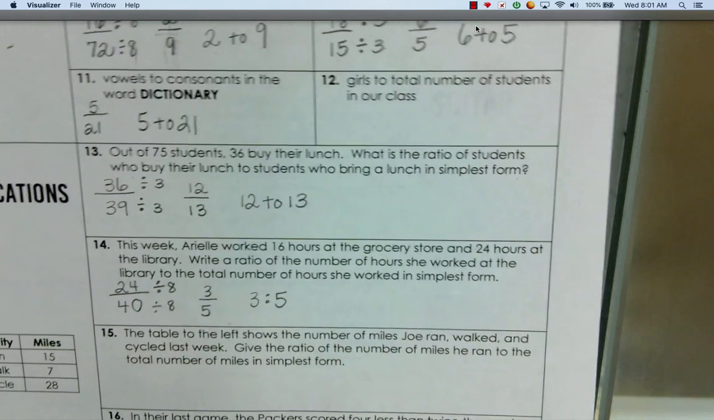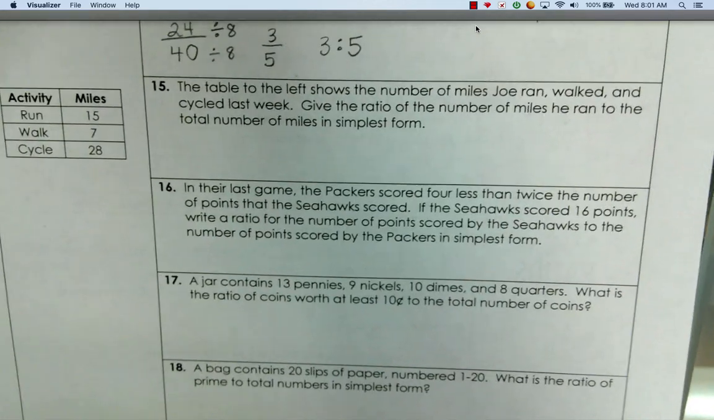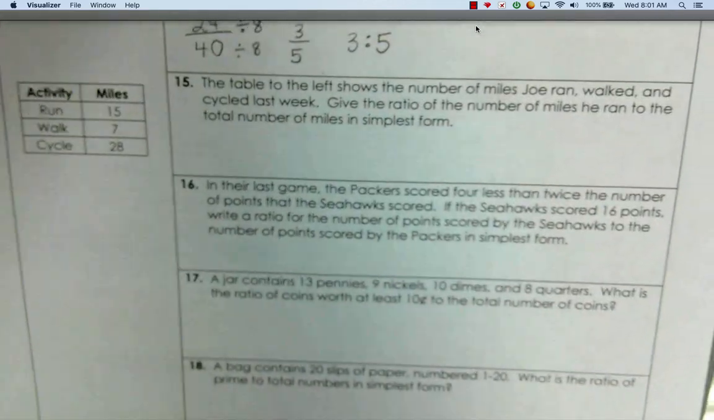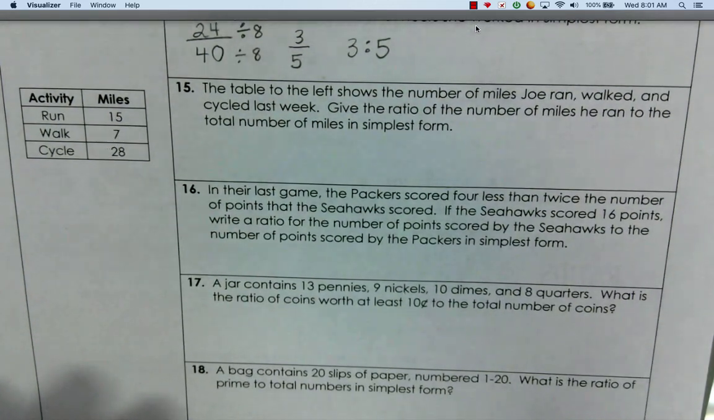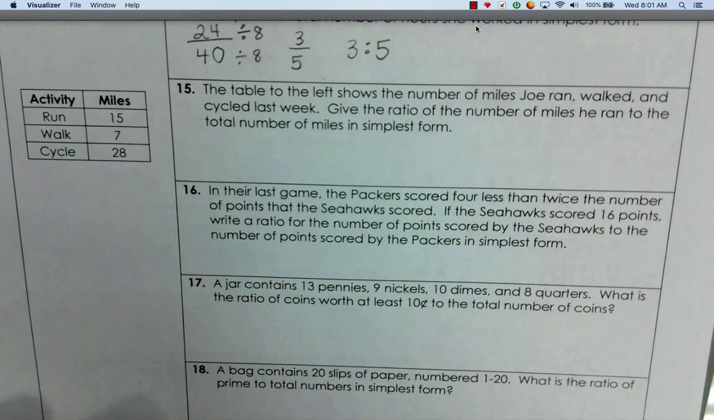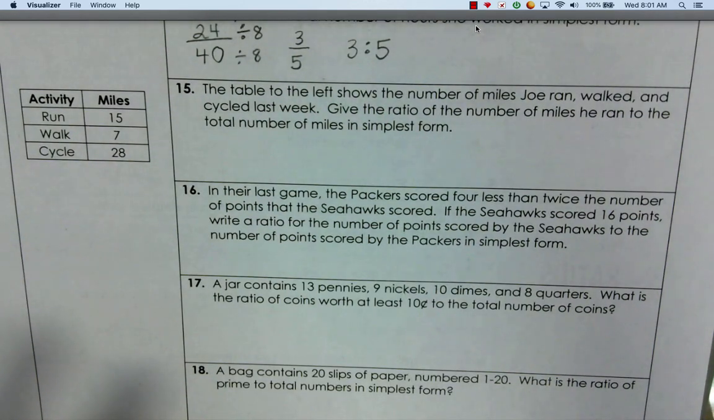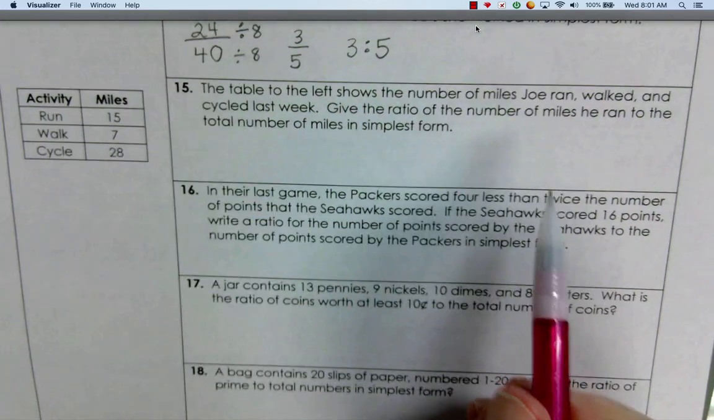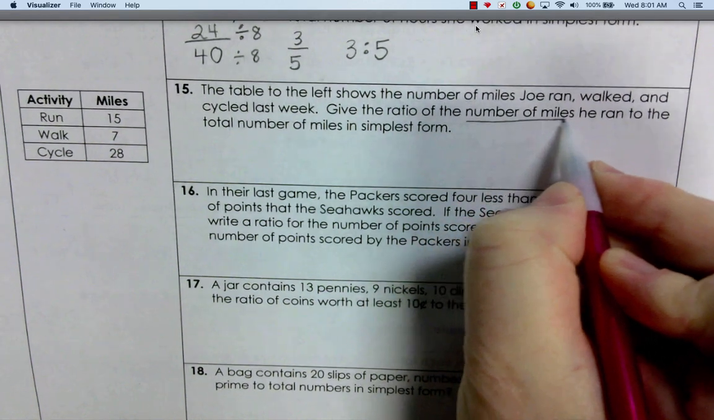Okay? Number 15. The table to the left shows the number of miles Joe ran, walked, and cycled last week. Oh, what a solid exercise. Give the ratio of the number of miles he ran to the total number of miles in simplest form. So, the number of miles he ran. I'm going to just underline that. Number of miles he ran.